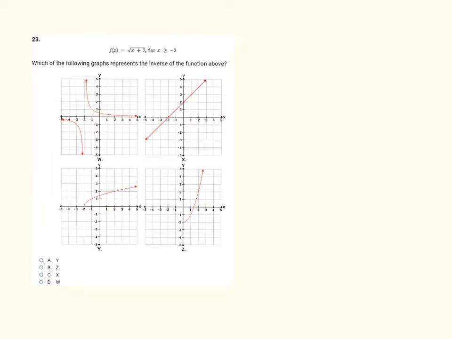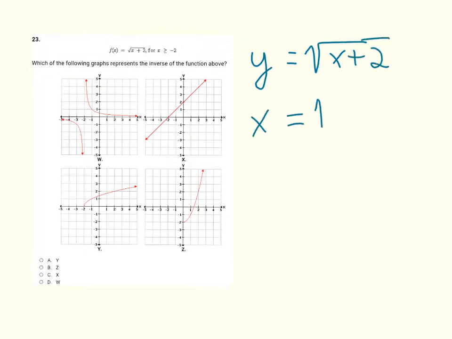All right, so once again, we're identifying the graph of an inverse. So we're going to want to go ahead and calculate that inverse. We're going to have y equals the square root of x plus 2. So I did that first step of changing f of x to y. And now I'm going to change the x's to y's and the y's to x's. And then I just have to solve for y.